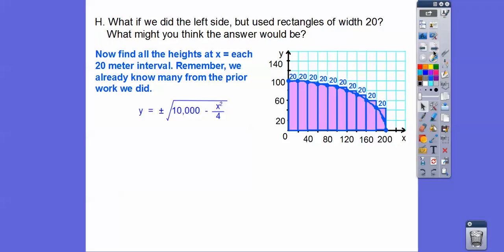So then you just find the heights of all those rectangles where x equals on 20 meter intervals. Remember, we already had half of them from the other problem right there. So the rest of that's for your homework right there.